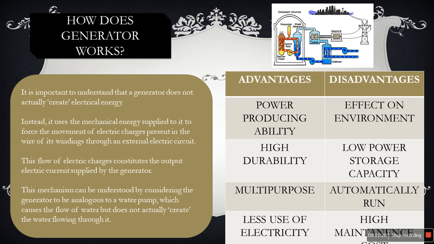There are advantages and disadvantages of the generator. The advantages of the generator are power reducing ability, high durability, multi-purpose, and less use of electricity. The disadvantages of the generator are effect on environment, low power storage capacity, automatically run, and high maintenance costs.